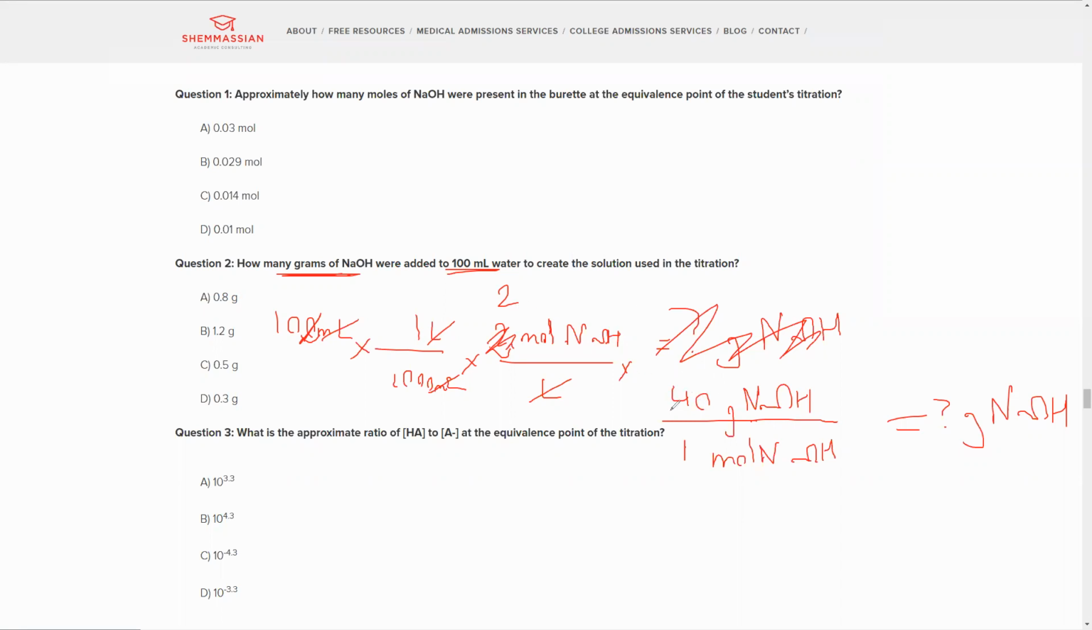I have a 2 times a 40. Okay, that's going to be an 80, right? 2 times a 40 gives me an 80. 80 times a 10 gives me 800. 800 divided by 1,000, okay, 8 over 10, that's just 0.8. 0.8 grams. So the setup is really the hard part here.